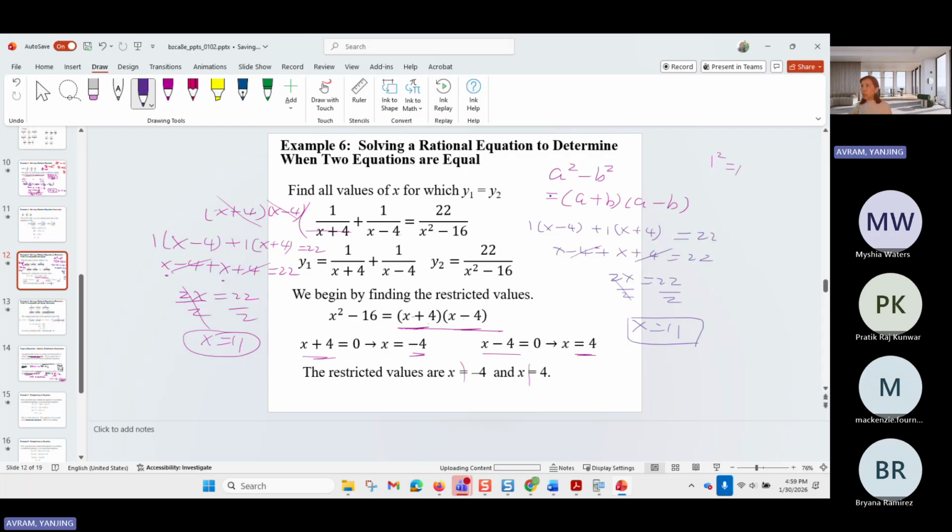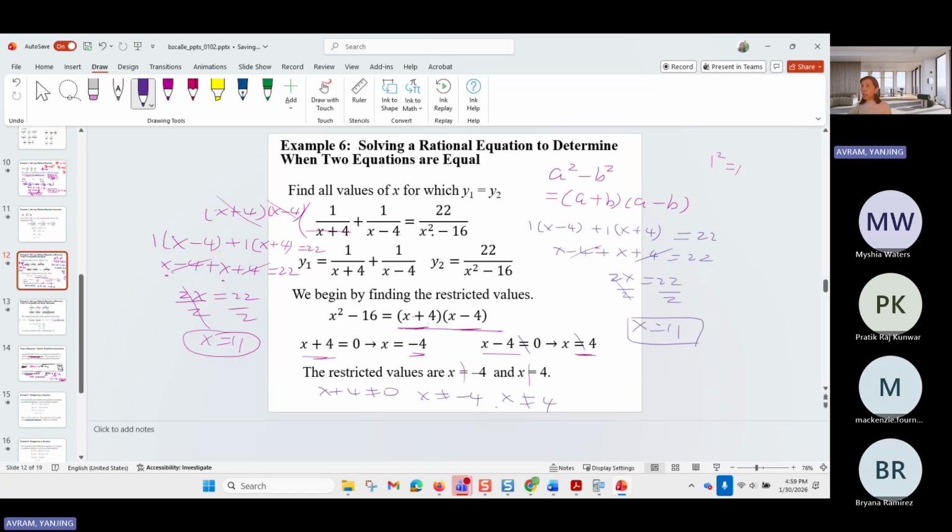You have to check. This is a rational function. I have to make sure the denominator cannot be 0. So x plus 4 cannot be 0. So that means x cannot be equal to negative 4, right? And then x minus 4 cannot be equal to 0. So x cannot be equal to 4.